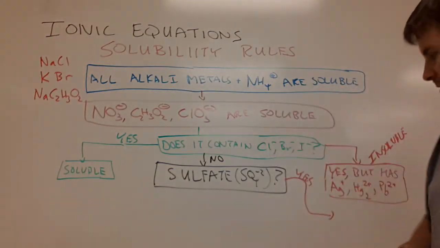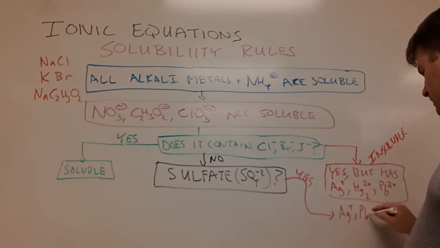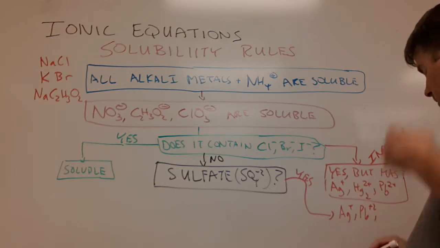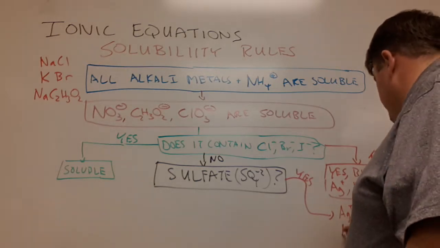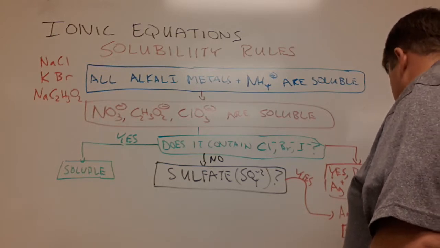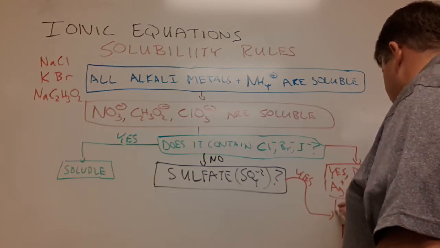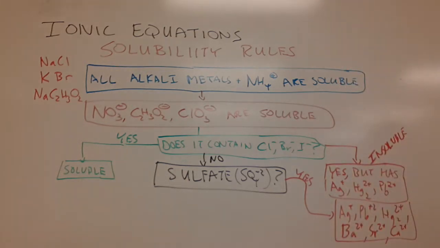And the exceptions are going to be silver, lead, mercury, and barium, strontium, and calcium. But these last two, it depends on who you talk to. Because sometimes they're listed and sometimes they're not. But these are going to be considered insoluble as well. All right? Notice here that these top three, silver, lead, and mercury, appear up on the top as well.